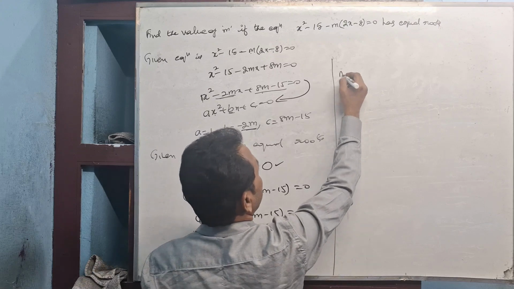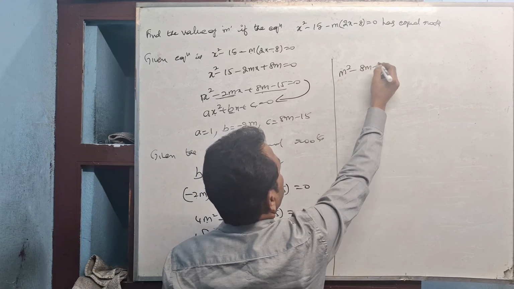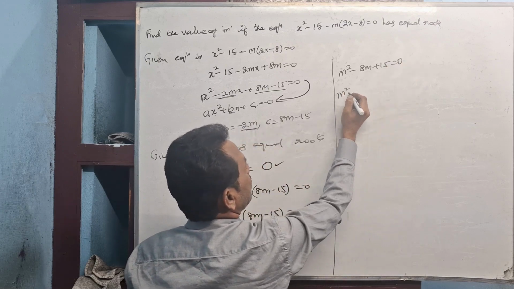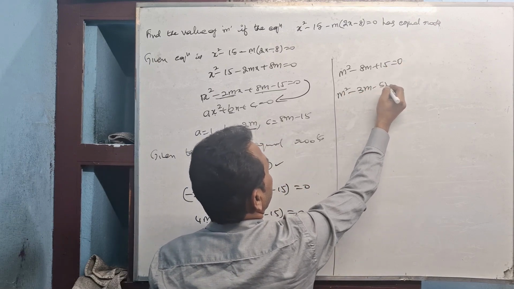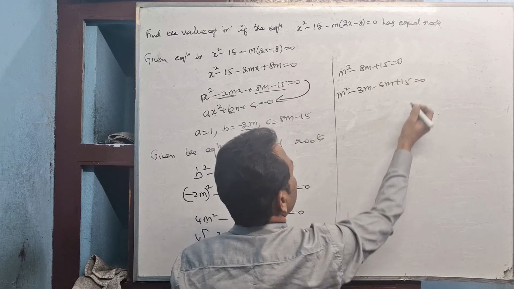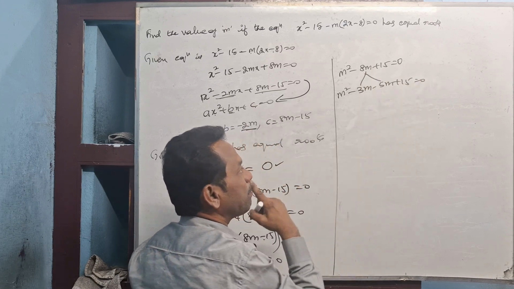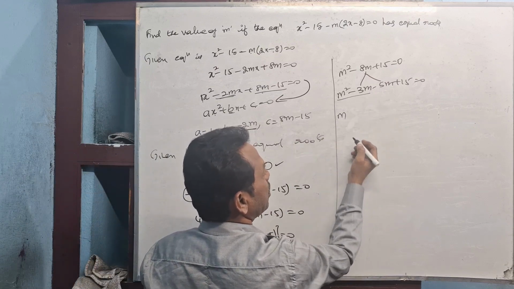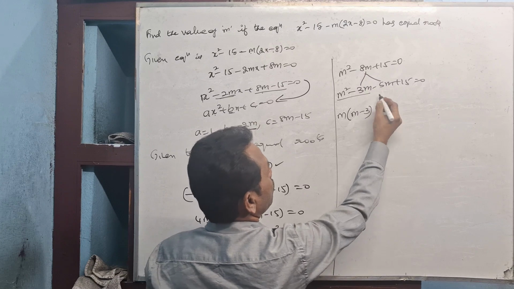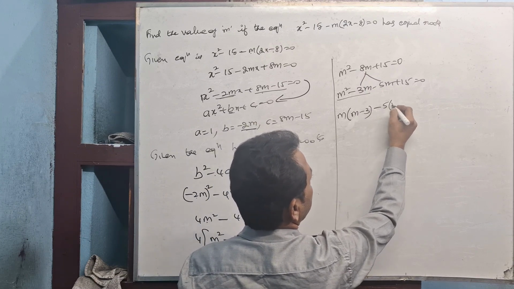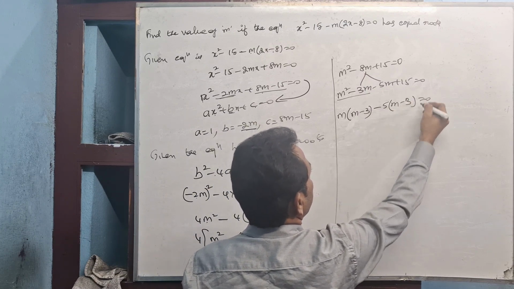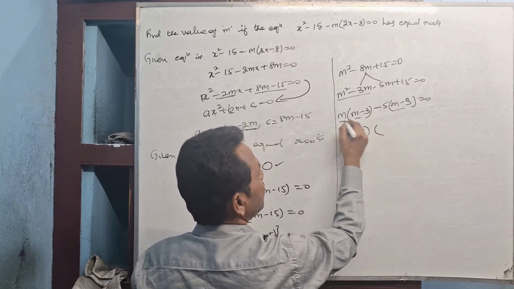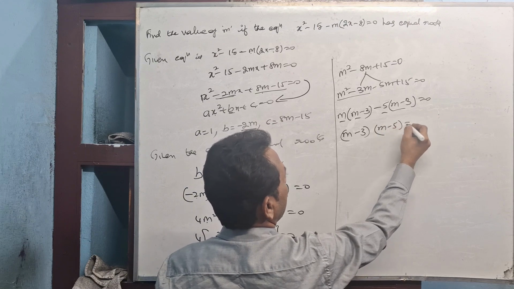So here we have m square minus 8m plus 15 equal to 0. Now we can write this as m square minus 3m minus 5m plus 15 equals 0. What I'm doing is splitting the middle term as minus 3 minus 5. From these two terms, I'll take m common, so we'll get m minus 3. Here I'll get minus 5 common. So m minus 3 equals 0. Now these two are the same, so let me take one factor. The other one is m minus 5, m minus 5 equal to 0.